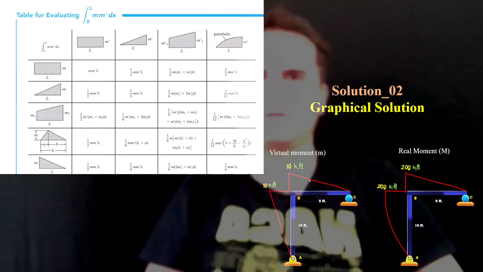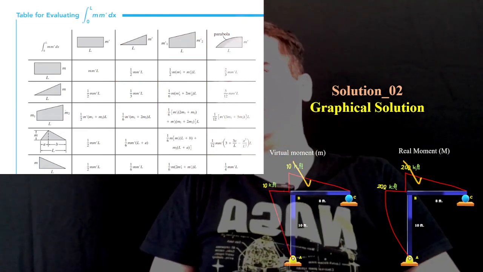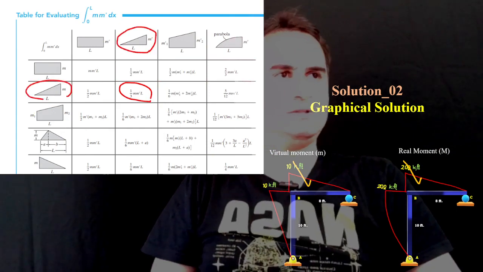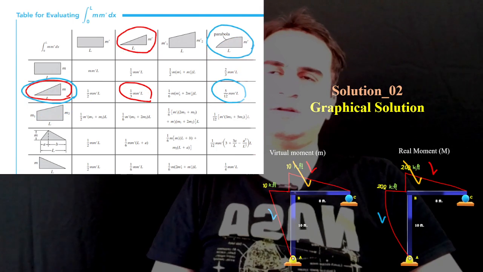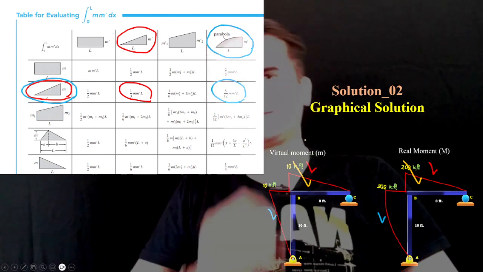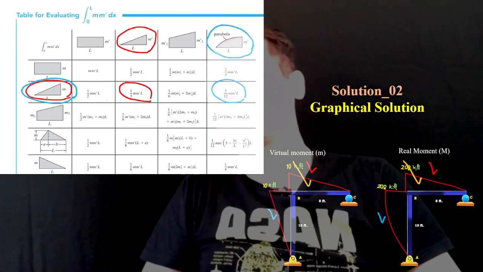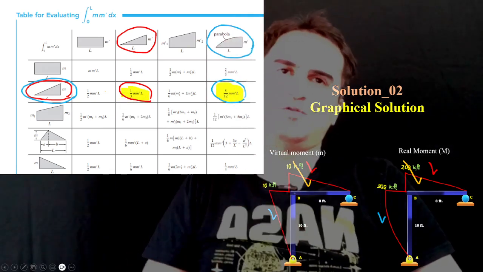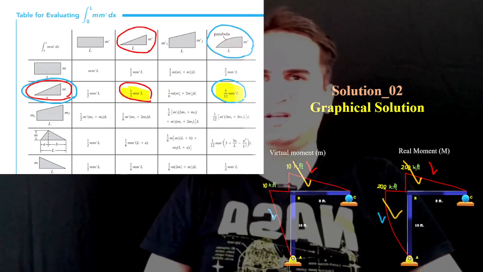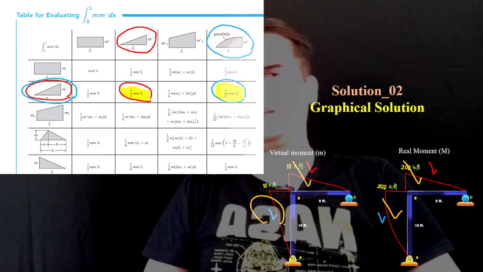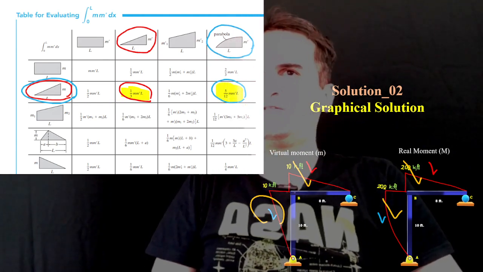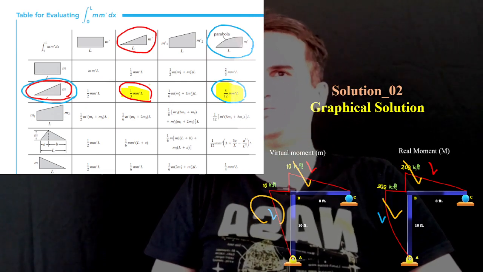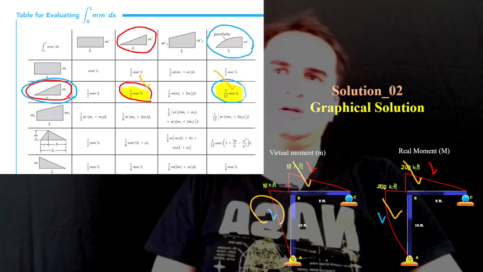For horizontal members, we have two triangles multiplied by each other. That gives us one third small m times capital M times L. For this vertical component, one of them is a triangle and the other one is a parabola over here, so that's 5 over 12. These are the two equations we need for the graphical method.